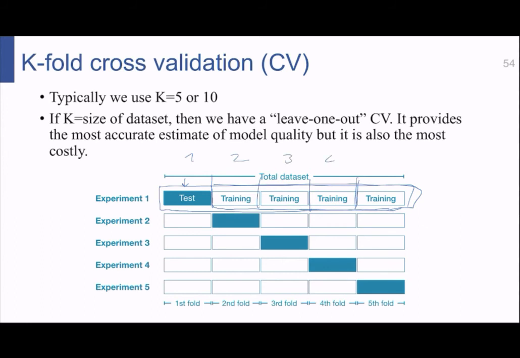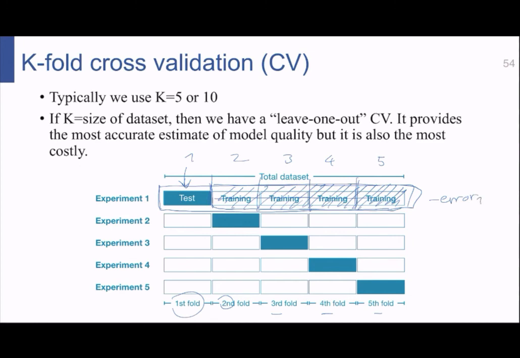1, 2, 3, 4, 5. Each of these parts is called a fold. So this is the first fold, the second fold, the third, fourth, and the fifth fold. And now we conduct various experiments. In the beginning we have to shuffle the rows of the dataset and then we split it. In the first experiment, we get the first fold, keep it out for the test set, and we train our model on the second, third, fourth, and fifth folds. From this, we get some estimate of the error.